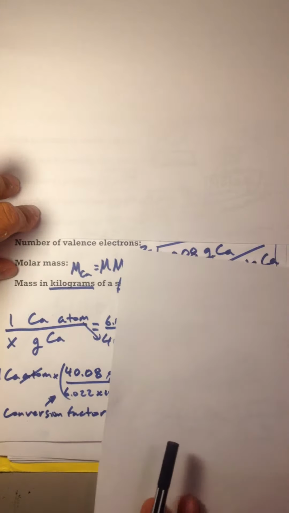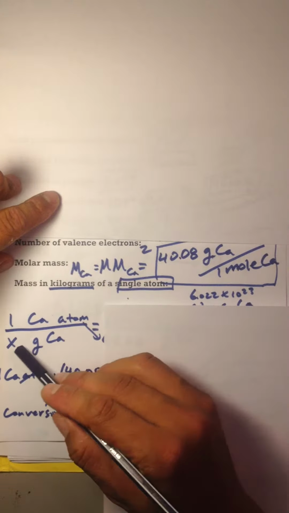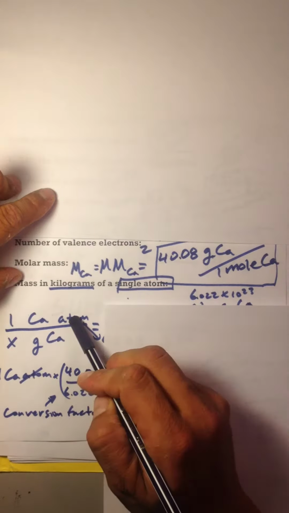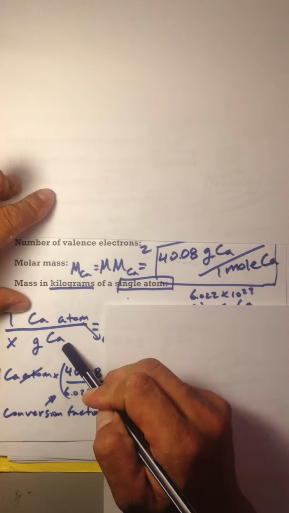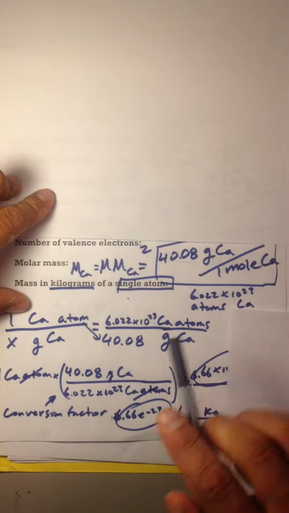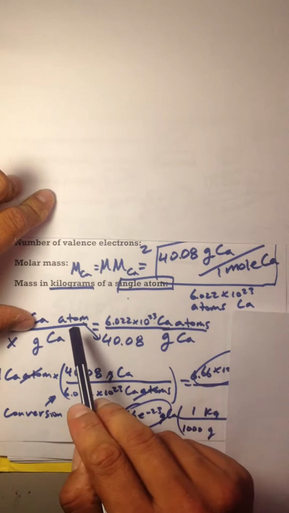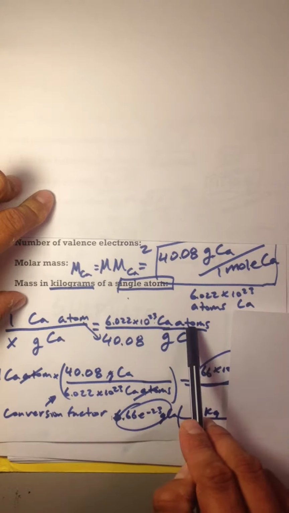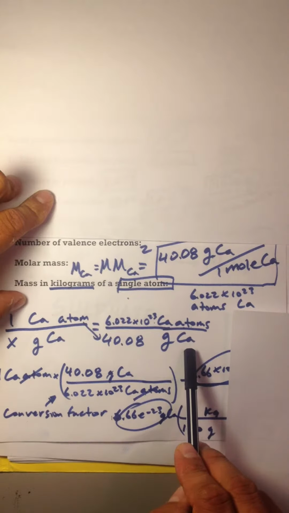First thing when we start with these problems, we always start out with what we're trying to find, X grams of calcium. And they're giving us, what if we have 1 calcium atom, and we're trying to find the mass of 1 calcium atom, okay? Well, set up your ratio, and make sure the units on the top equal the units on the bottom, the units on this side equal the units on that side, so calcium atoms over calcium atoms. And on the bottom, it's grams of calcium over grams of calcium, okay?